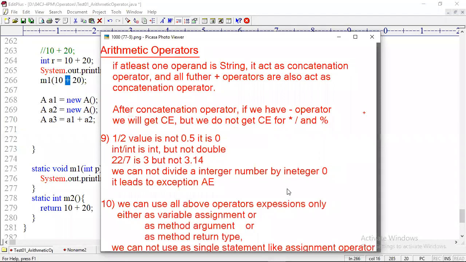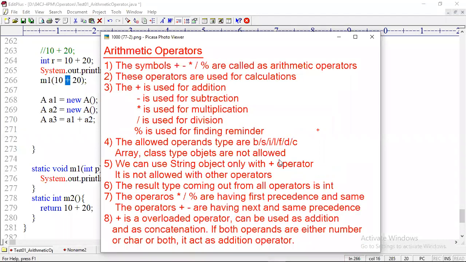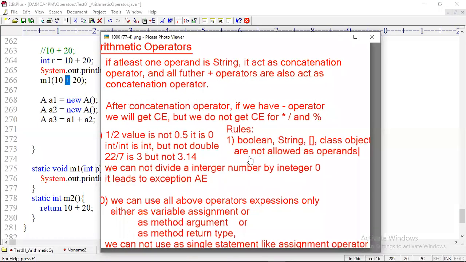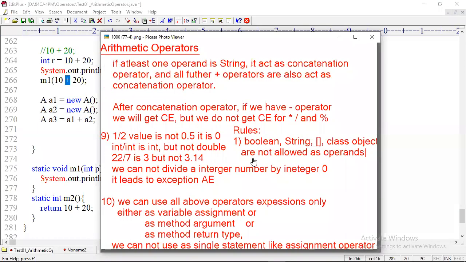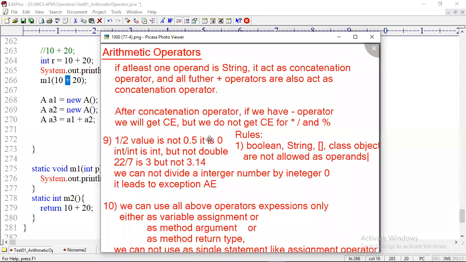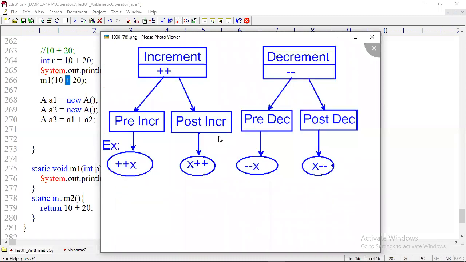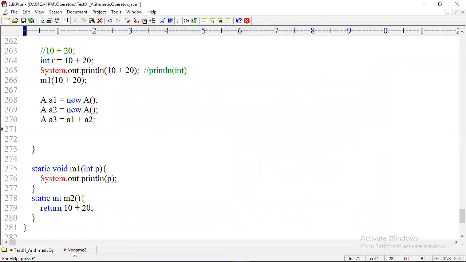Not only class, array is also not allowed. That's rule number one: Boolean, string, array, class objects are not allowed as operands. String is allowed only with the plus operator and cannot be used as a single statement. These are the two rules. Now let's move to the next topic, increment and decrement operators.